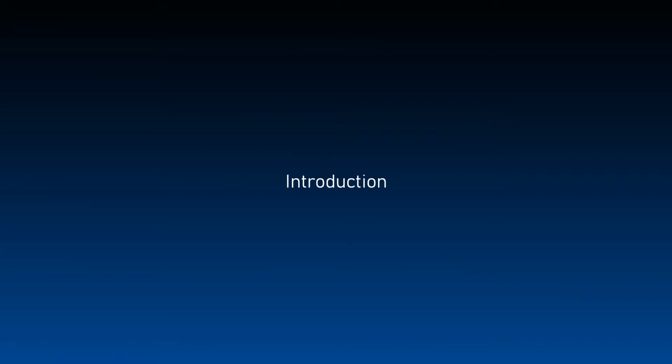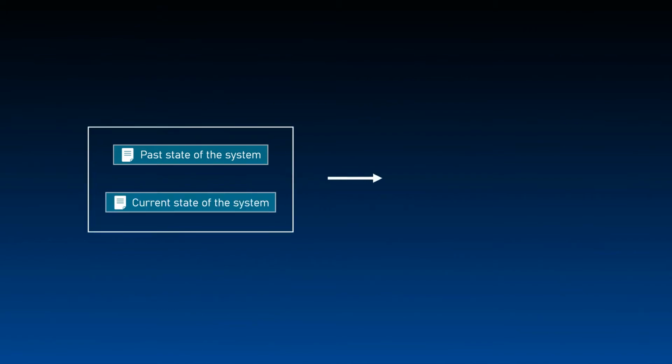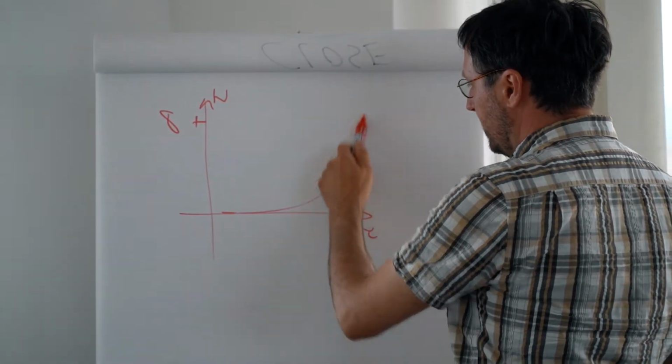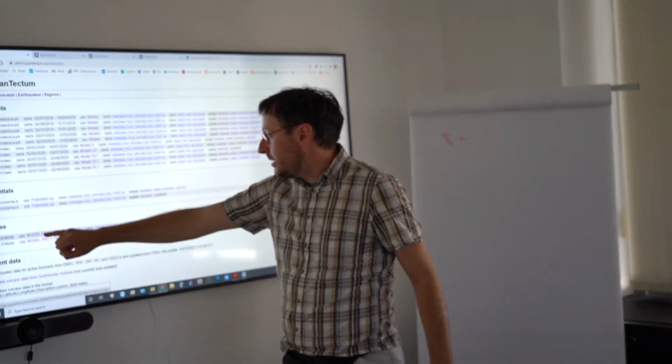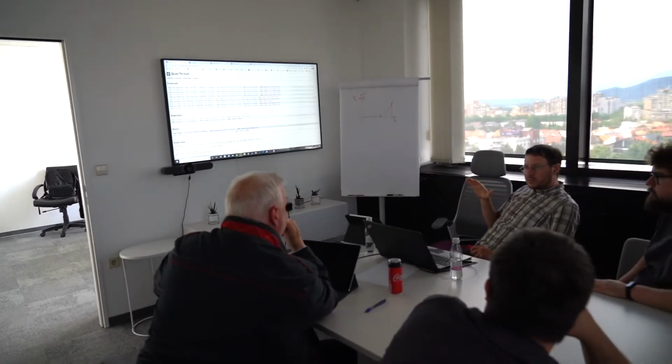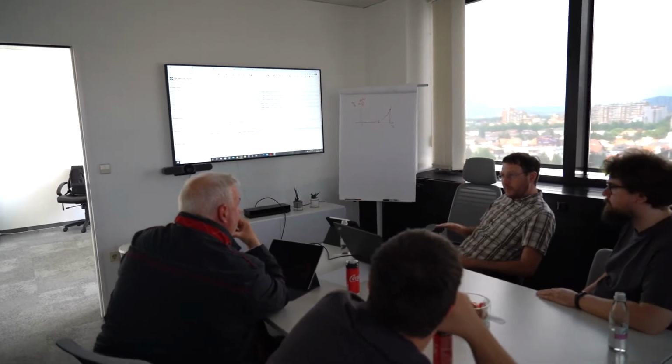Introduction. To make forecasts, we need to know the past and the current state of the system, and need to understand the processes that govern the system changes. The Quantectum earthquake forecasts use a data assimilation module to estimate the initial conditions of the Earth's lithosphere for deriving the forecast models from the available seismological observations.